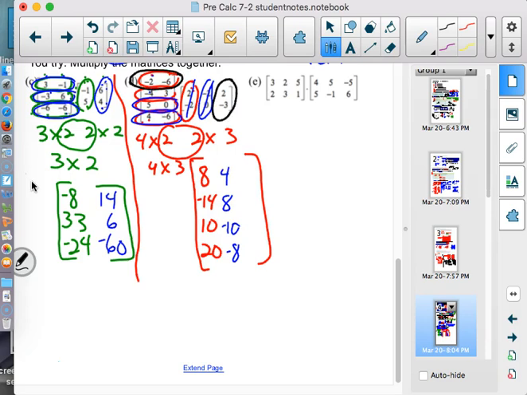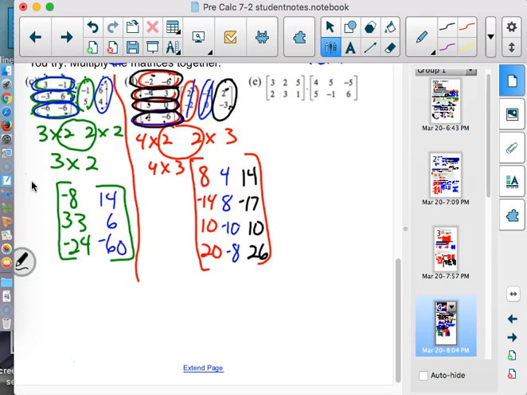Row 1, column 3, negative 4 and 18, and that's 14. Next row, negative 8 and negative 9, negative 17. Next row, 10 and 0. Next row, 8 and 18, 26. So our final column there, 14, negative 17, 10, and 26, and that makes up our matrix.